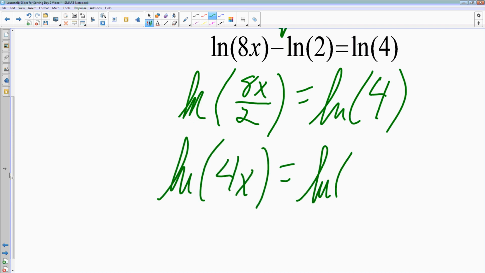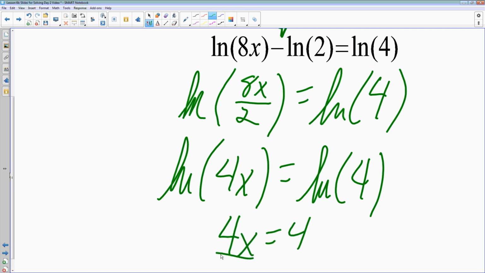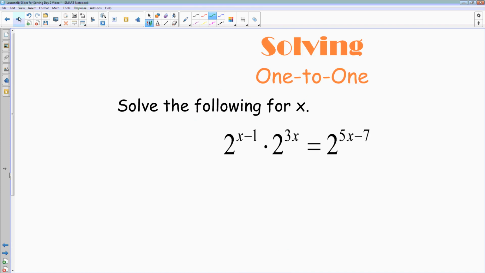All right, and now we have a natural log equal to a natural log. Once again, the one-to-one property says now I can set 4x equal to 4 and solve for x. So I would divide by 4 and I get x equals 1. And of course we could check and make sure that it works, and it absolutely will.